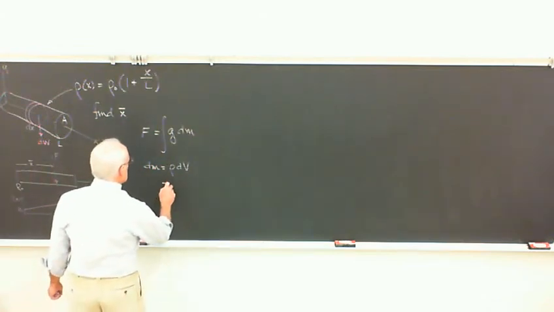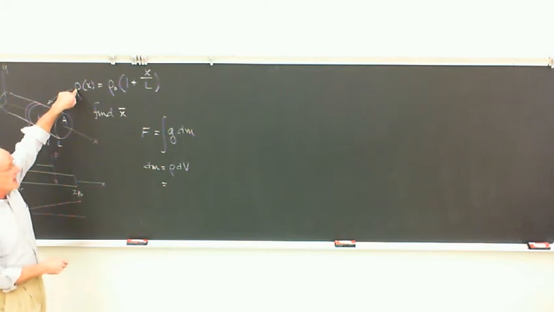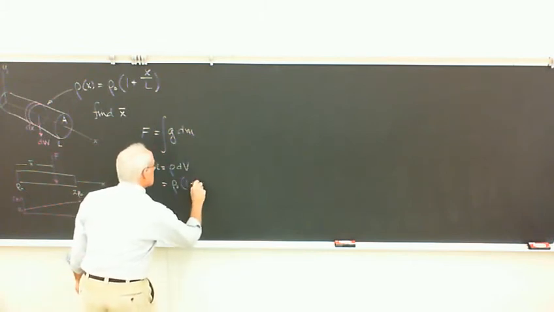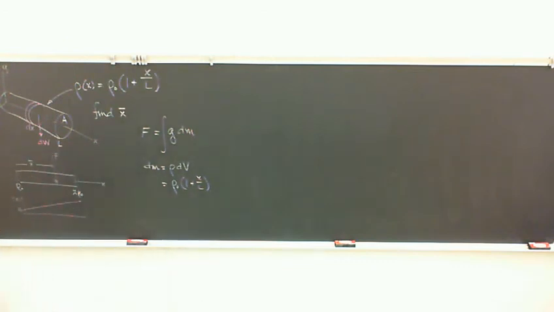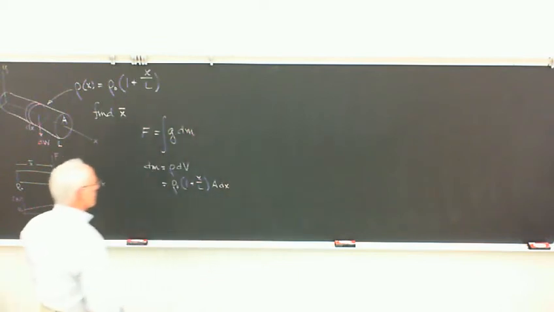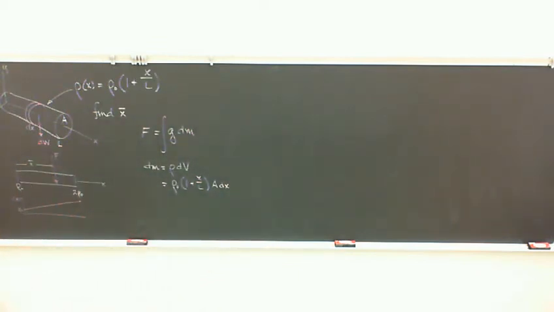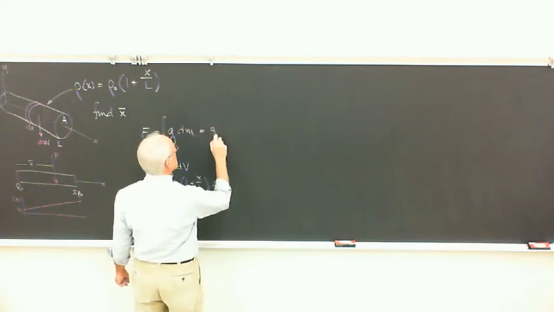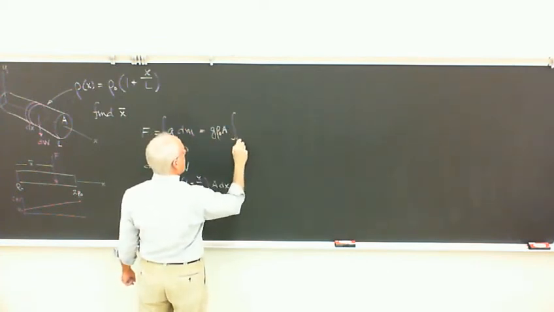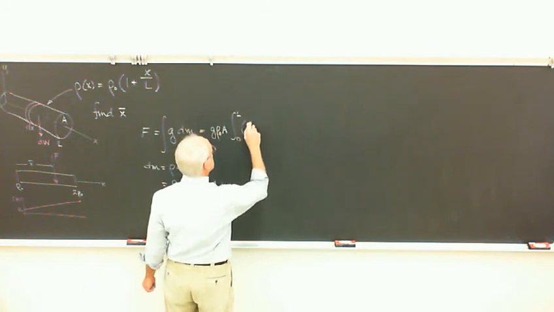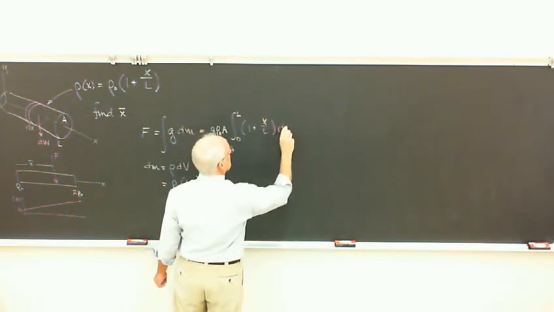And the density, we know at whatever point x, because we've got that function. So that's rho 0, 1 plus x over L. And the volume of that little piece is A dx. So that's what we have to then integrate. Let's see, g comes out, rho 0 comes out, A comes out. Integrating from 0 to L, just the 1 plus x over L dx.